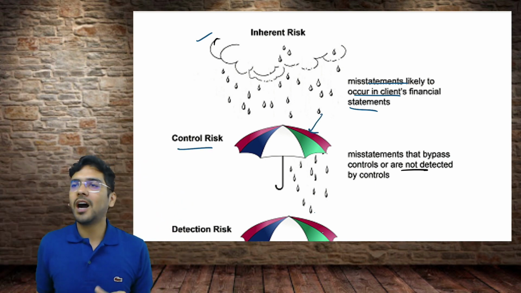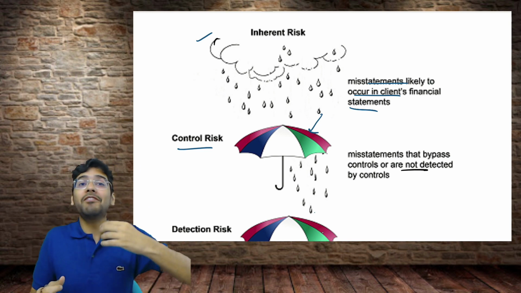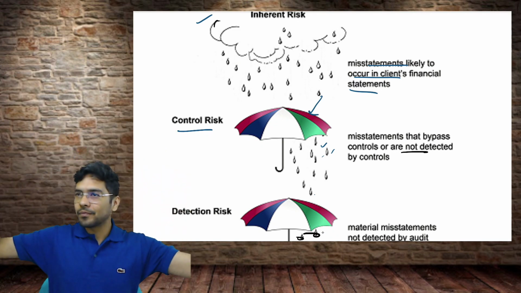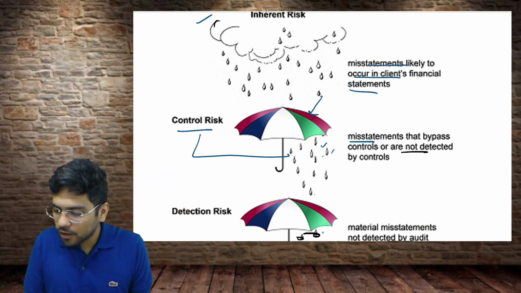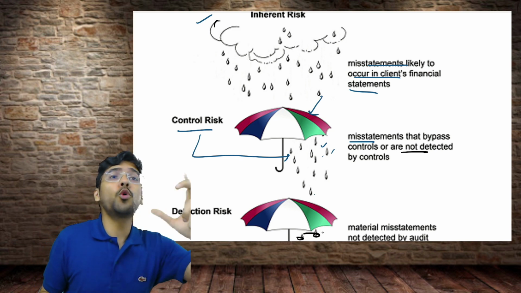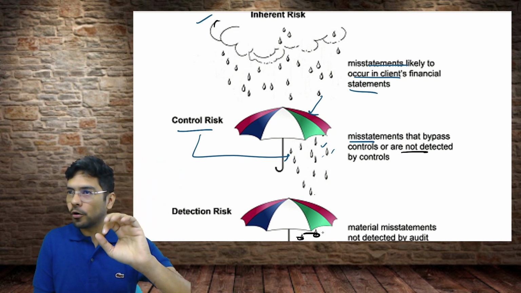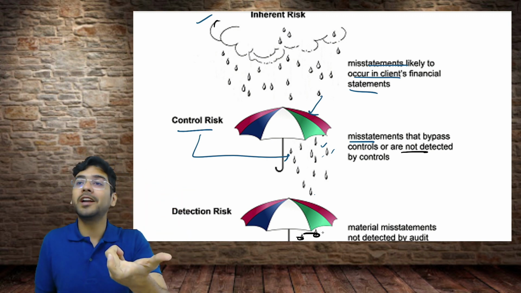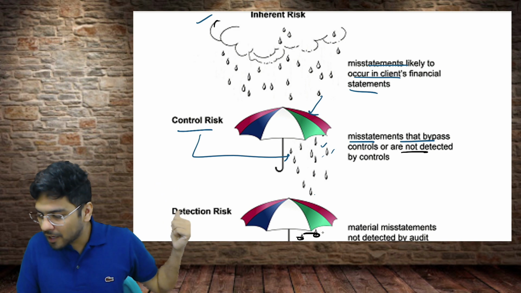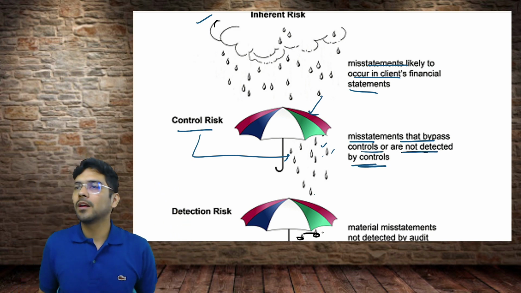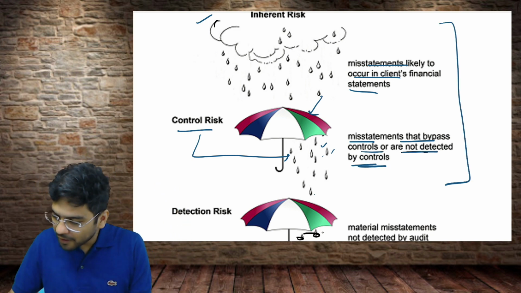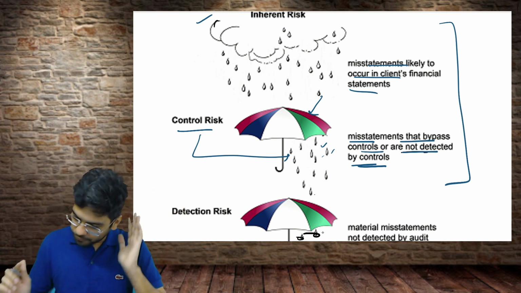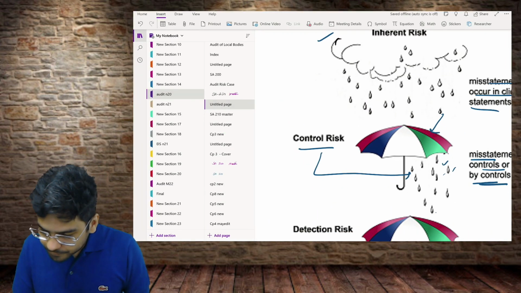We have this umbrella. Umbrella is what? A control. But even if they open up the umbrella, you see there are a few droplets which bypass the umbrella. So these will be called what? Control risk, because I told you no controls can be 100% foolproof. There will be some risk remaining after implementation of controls. We call it what? Control risk. So it says misstatements that bypass controls are not detected by controls. And when we consider these two aspects, we get what? Risk of material misstatement. Are you all okay with this? Fine. So I'll come back to this diagram.